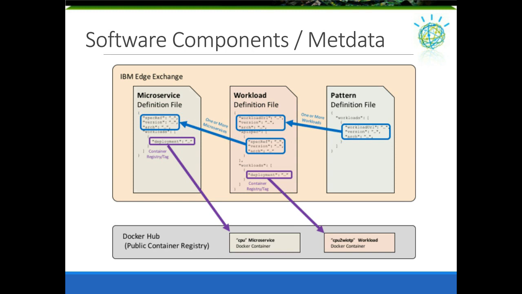A pattern definition on the right specifies one or more architectures that may run the microservice and workload container group. For services that may be run on multiple edge types, x86, ARM, ARM64, the definition of all variations is housed in this one definition file. These definitions for microservice, workload, and patterns are all published to the exchange, and they bookkeep the location of related container images in the Docker registry. One or more Docker containers per microservice and one or more Docker containers per workload are published in this way.